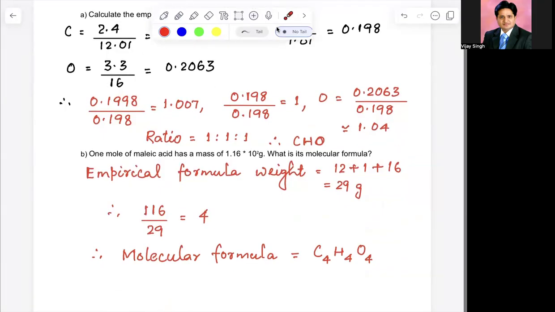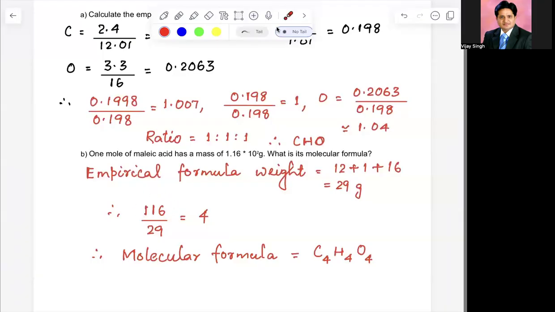Now you're asked to calculate what is the molecular formula. So let's find what is the empirical formula mass. So carbon 12, hydrogen 1, oxygen 16, that gives you 29. And the mass was given to be 116 grams. If you see 1.16 times 10 raised to the power 2, that's the mass given, 116 grams.